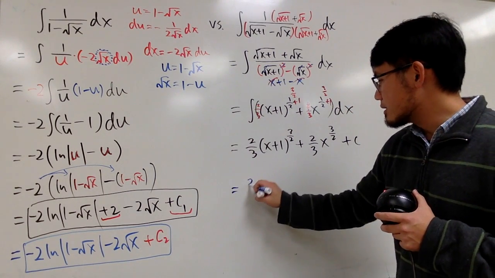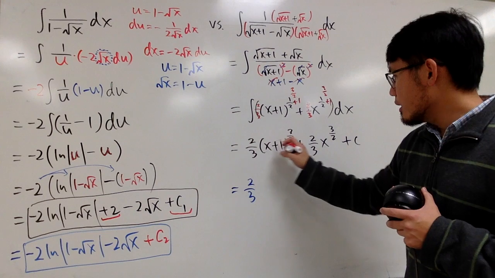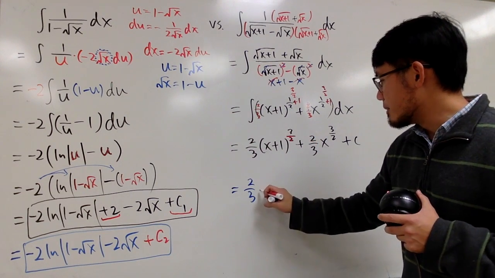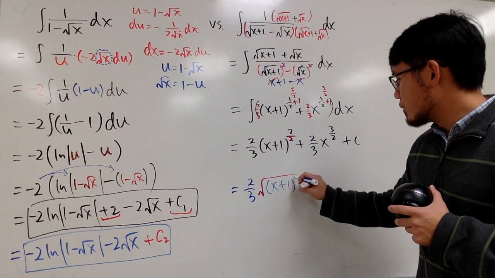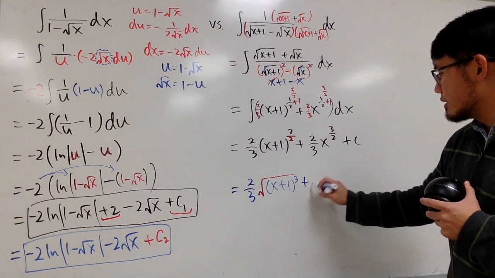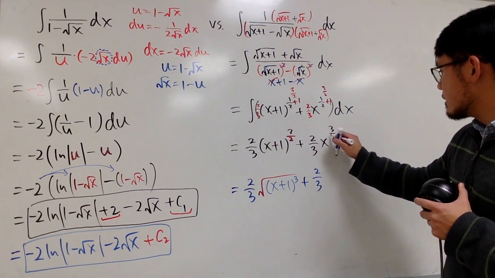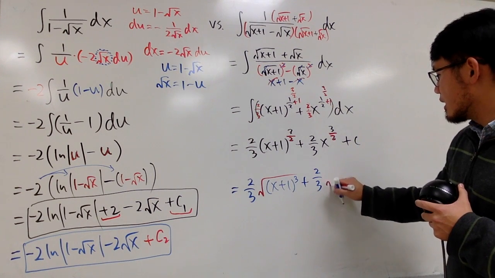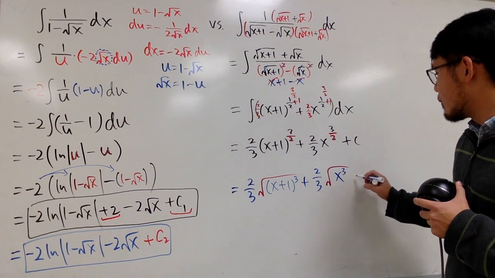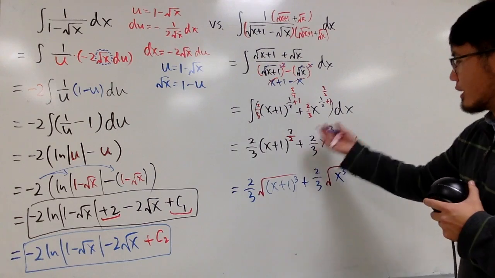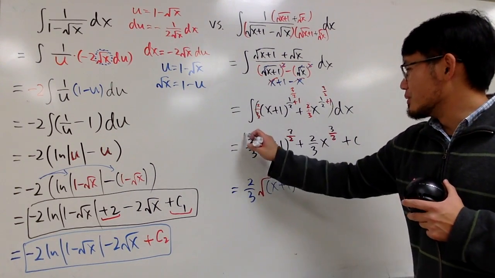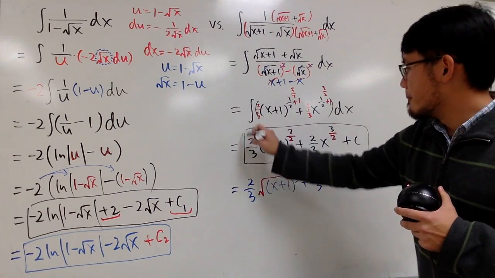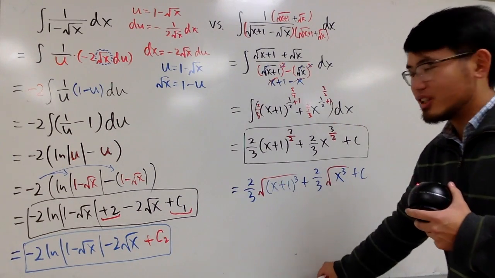This is the same as 2/3. The half power is the same as the square root. And you can write this as x plus 1 to the 3rd power. And you can write this as plus 2/3. Again, look at that as the square root, x to the 3rd power plus c. So they are equivalent, so the c are the same as well. So anyway, up to you. They are all legitimate.